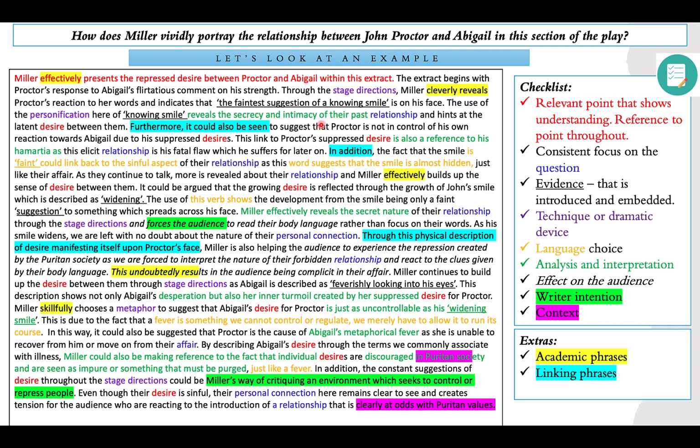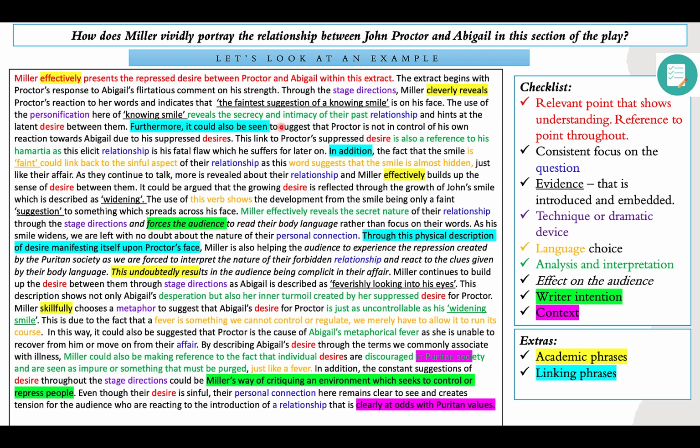Reveals the secrecy and intimacy of their past relationship. Not only do I have a focus back on the question here, but I'm interpreting meaning. So I'm developing my own interpretation and I'm considering the implications of this personification. And it hints at the latent desire between them, so I brought back to my point.